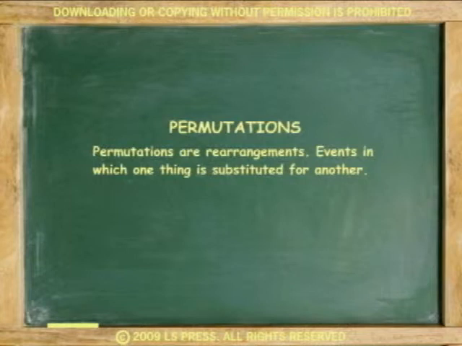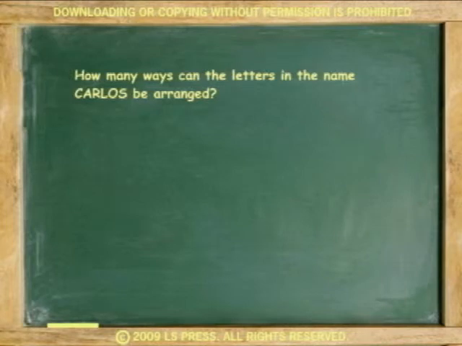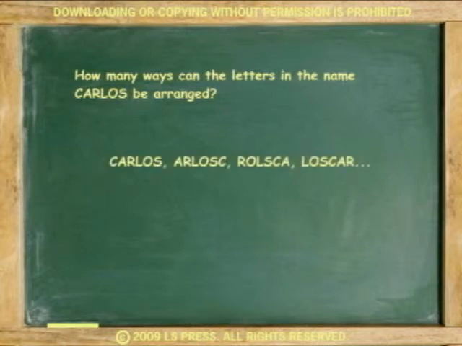A permutation is when a set is rearranged. In other words, an event in which one thing is substituted for another. For example, in how many ways can the letters in the name Carlos be arranged? If you tried to do it manually by moving letters around, it would take a long time. However, the following equation can be used to solve it.